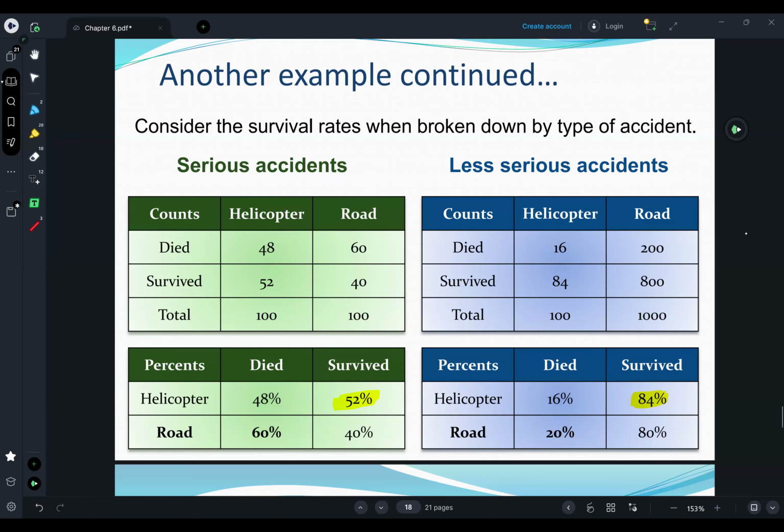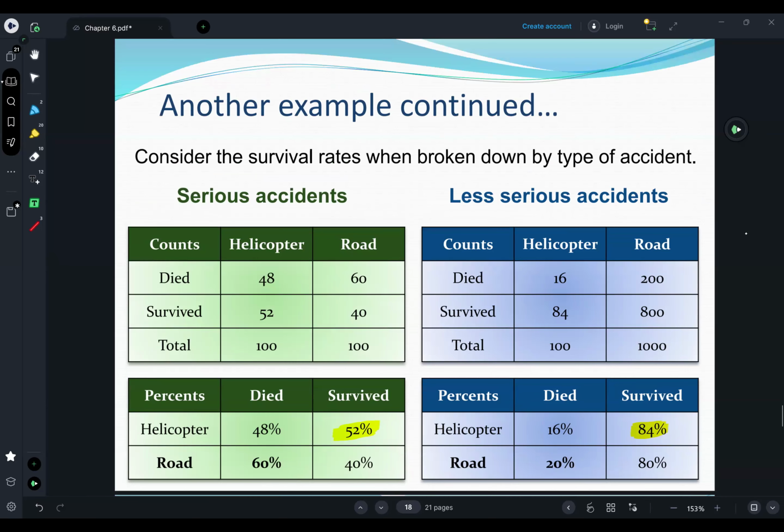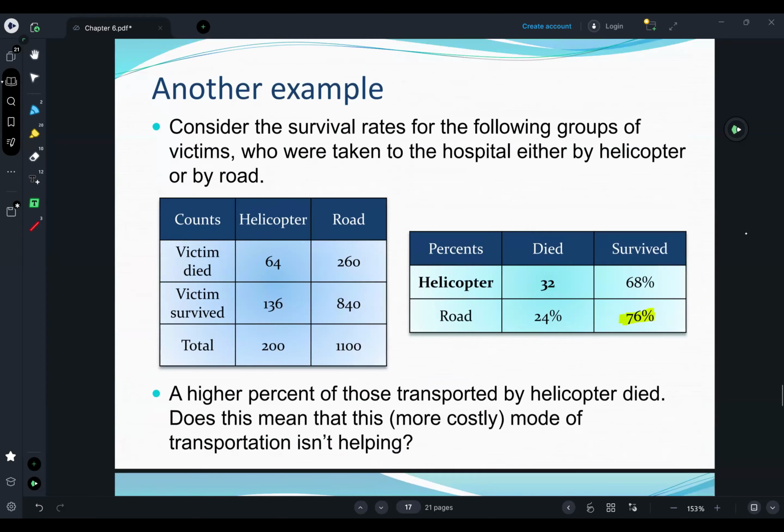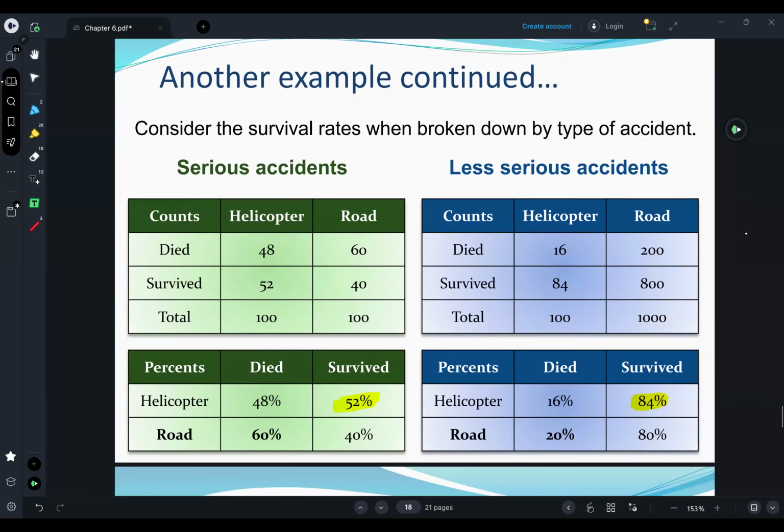And this would be more trustworthy. The other one, when you just look at the raw counts and you don't consider the type of accident, whether it's serious or not, is misleading if you just report this and don't consider the other.